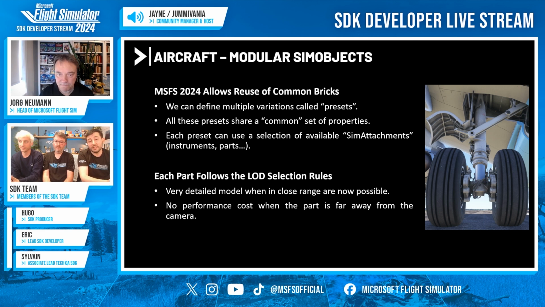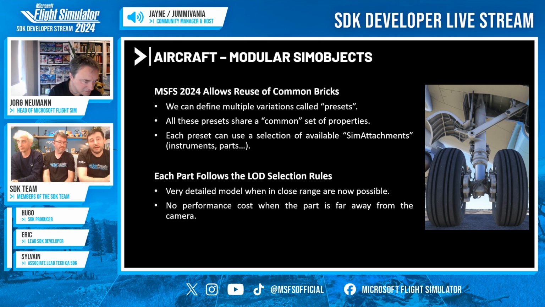So basically, it's a sim object that has a hierarchy system. You can still create variations, but they're now called presets. And all those presets are sharing a common set of properties. Properties can be 3D models, configuration files, or sounds. And then you can create parts that we call sim attachments. And essentially, you will configure your preset to be the combination of the common and of multiple available sim attachments. So that's how it works.